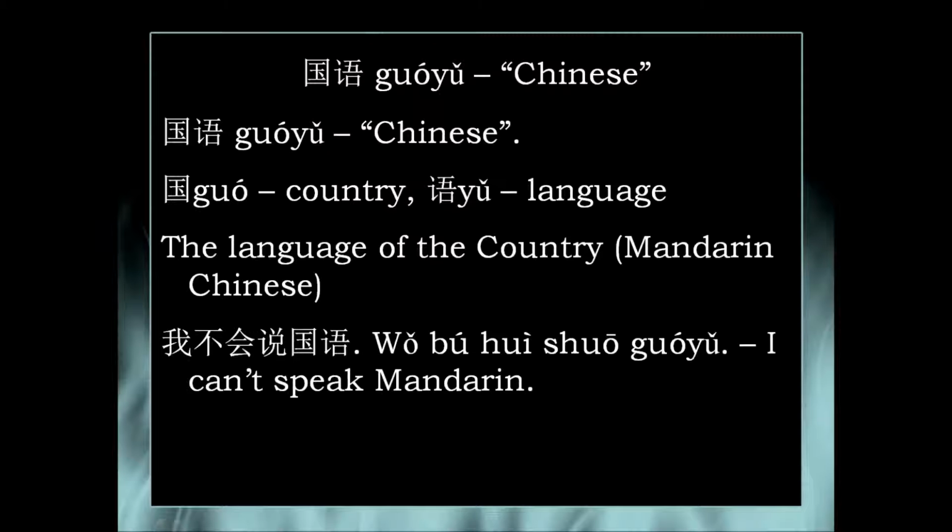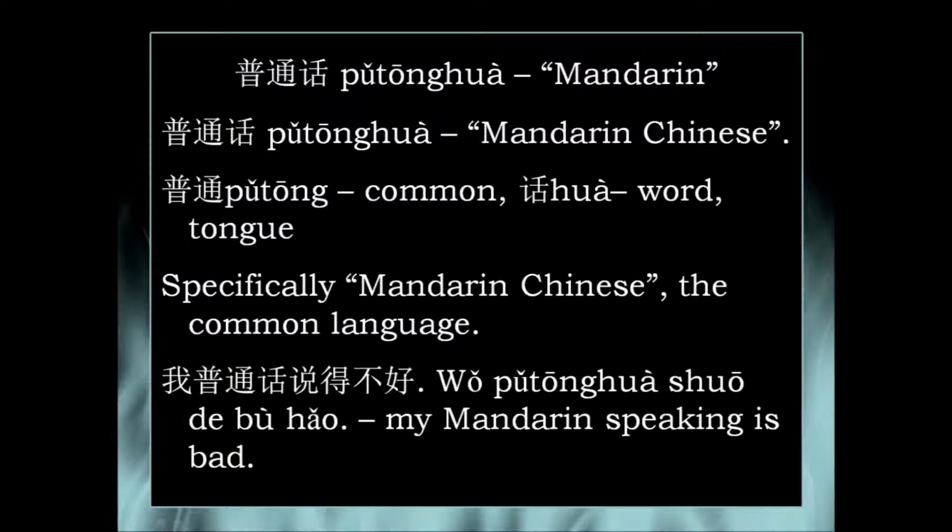So here's one example of how to use it. 我不会说国语. So someone from the south might just say 我不会说国语. I can't speak Mandarin. And the fourth and final one is 普通话, which means Mandarin specifically.